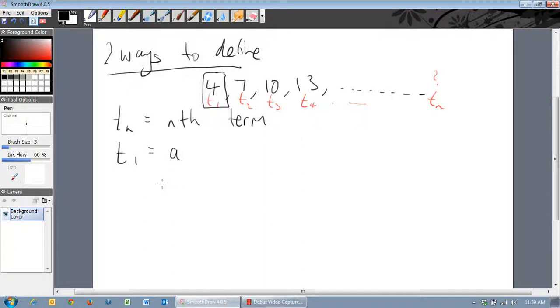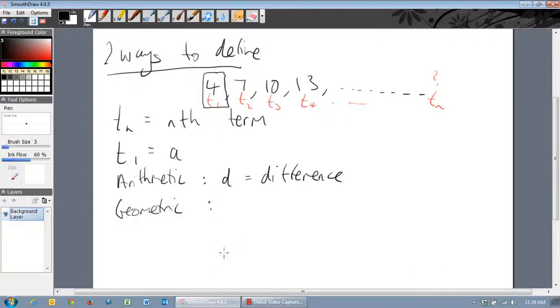And in arithmetic sequences, what happens in arithmetic sequences? Well, they all go up by the same amount. They go up by the same difference every time. And here we're jumping by 3 each time. And so what we say is that D is the difference. Okay, so in an arithmetic sequence, what's the difference between each term? D is the difference.